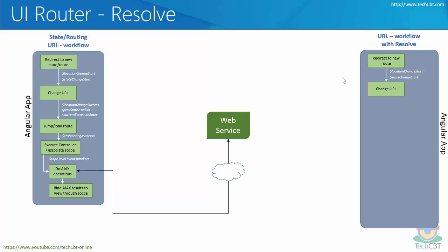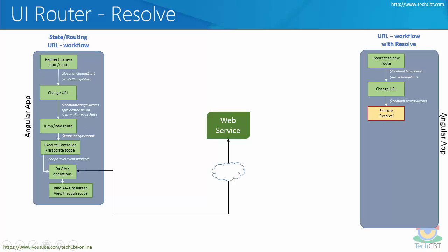And now you can see it is pretty similar to what we have in place, that is $locationChangeStart is going to be fired, and similarly you can see $stateChangeStart is going to be fired, the URL change happens, and $locationChangeSuccess is happening. Until here it is very similar and almost identical, but after that you can see it has jumped to a new branch. So it is not actually loading the state here. It is actually trying to execute the resolve option if it is already available.